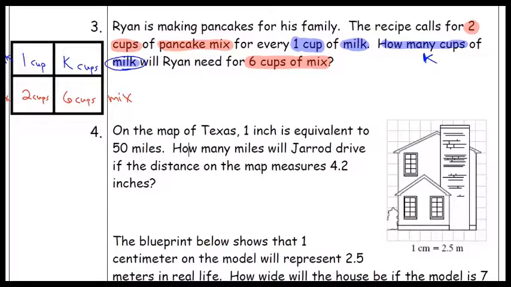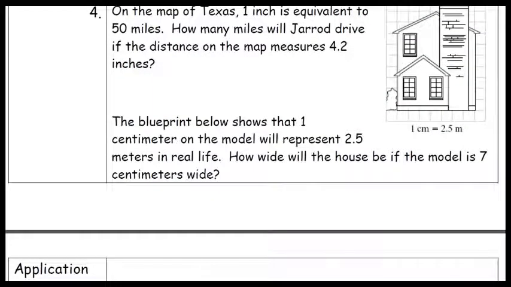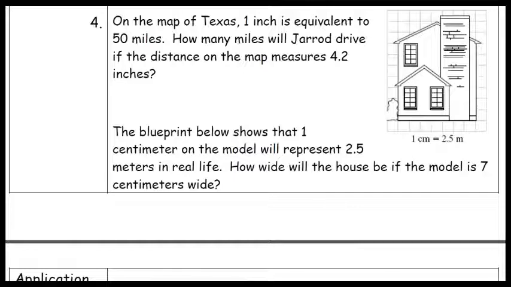Number 4. On the map of Texas, 1 inch is equivalent to 50 miles. How many miles will Jerry drive if the distance on the map measures 4.2 inches? Okay, so again, let's identify the two things that are being compared. Before we do that, we have to draw a proportion box. So let's go ahead and draw a proportion box. Okay, there it is.